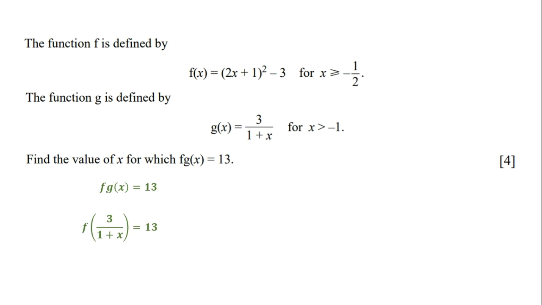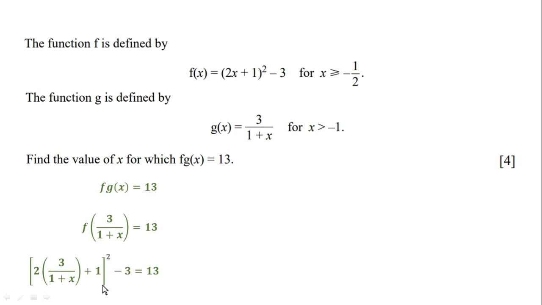And remember, f is (2x plus 1) squared minus 3. This x will be changed to 3 over 1 plus x. I repeat, this x will be changed to 3 over 1 plus x. If you change that, it will become this format. The 2 is still there, then the x becomes 3 over 1 plus x, then plus 1, then you square, then minus 3.